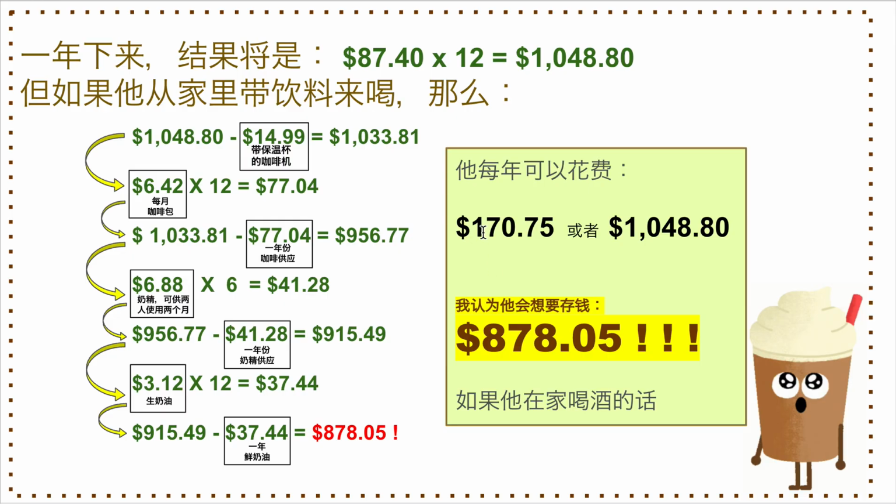$878.05. So basically, Kiko can spend $170.75 making his own coffee at home, or he could waste $1,048.80. If he makes it at home, right, he will be saving $878. And I think that he wants to save that amount. What do you think? All right, class.